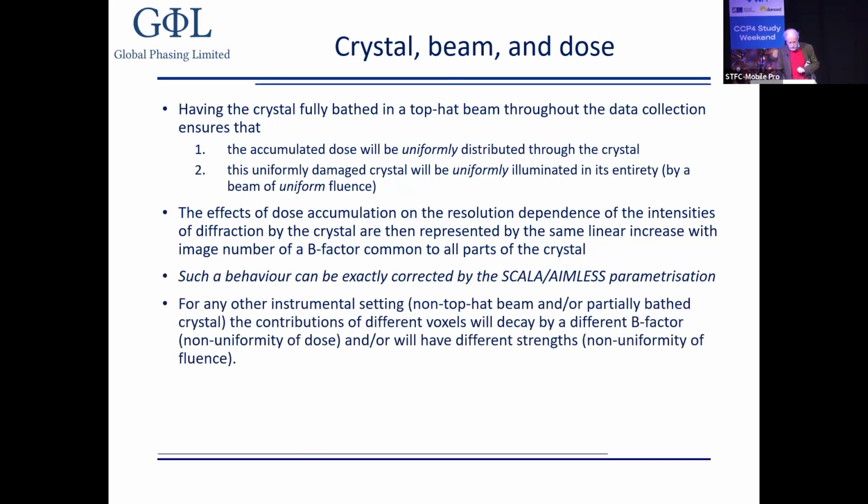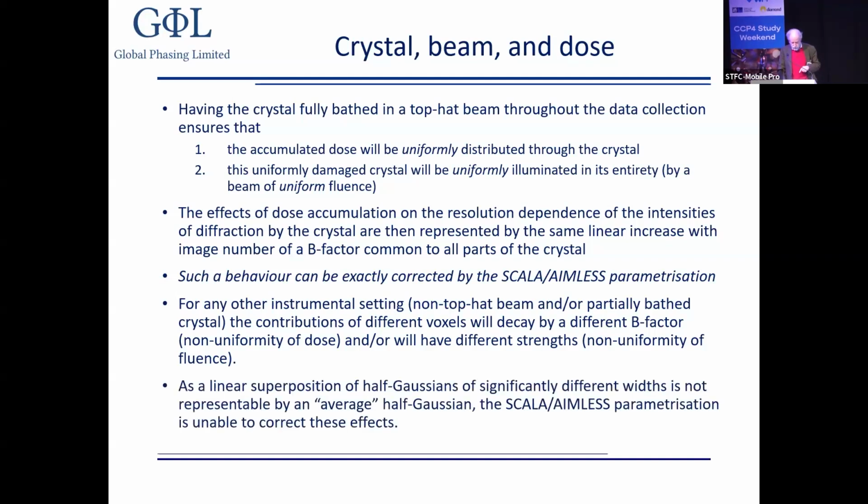So if you have any other instrumental setting, so if you have beams with a cross section which is not uniform, or if you put the beam through only a part of the crystal, then the contributions from the different voxels, different parts of the crystal, will decay by a different B factor because of the non-uniformity of the dose, and they will be non-uniformly illuminated because of the beam profile.